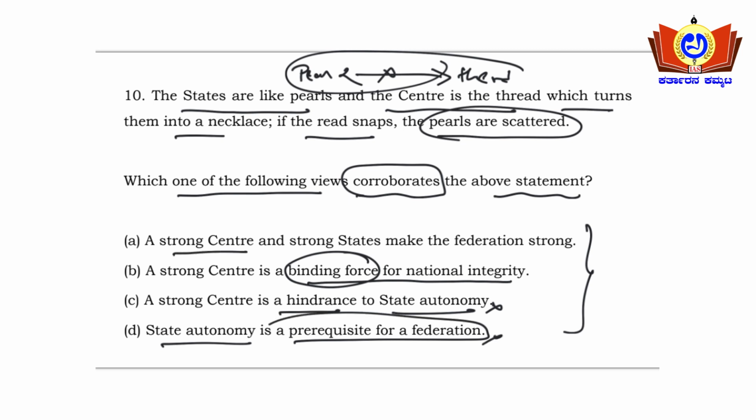A strong center and a strong states make federation strong. Strong states, no, actually this will be wrong here. So this option is also wrong here. So option B is the right answer. A strong center is the binding force for national integrity is the right answer here. So moving on to the next question.